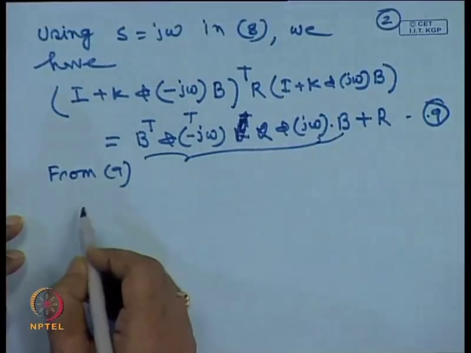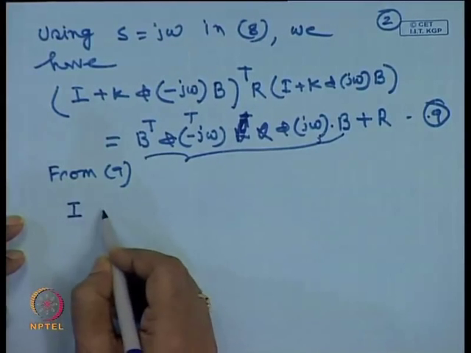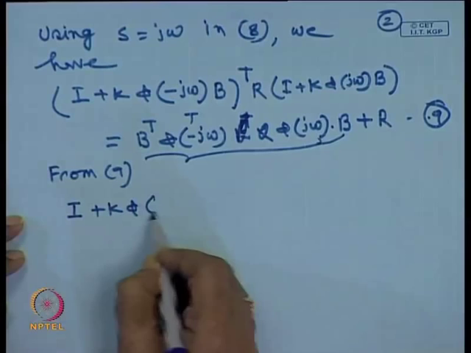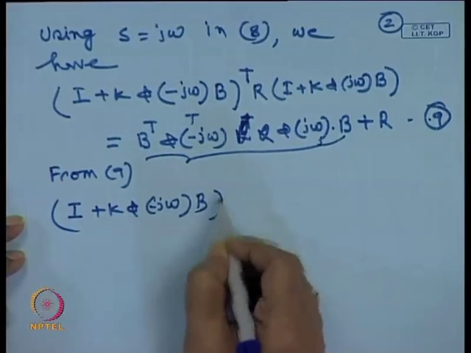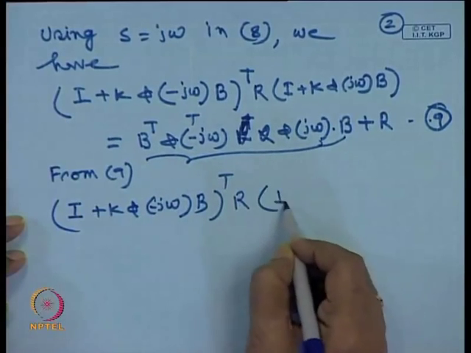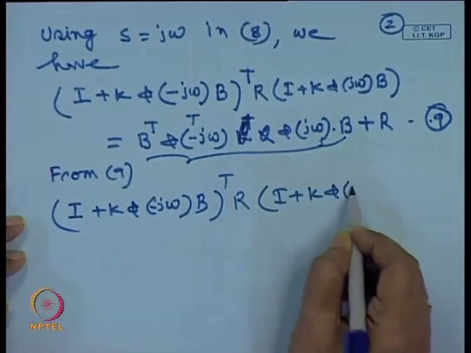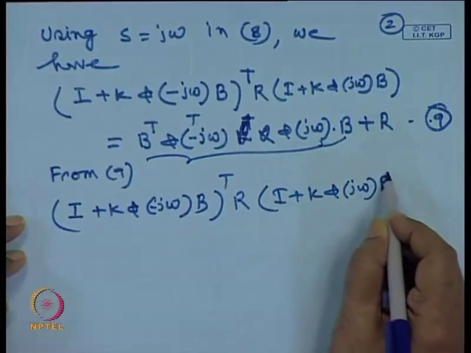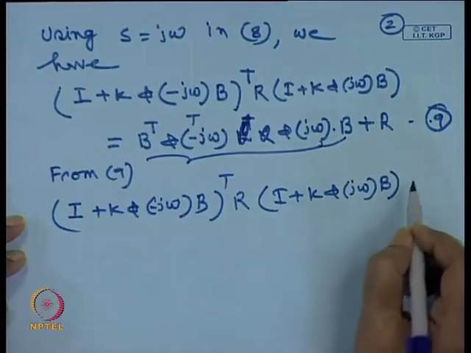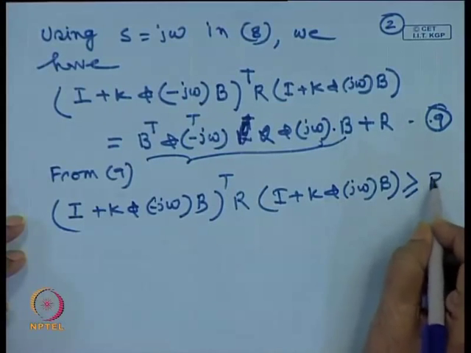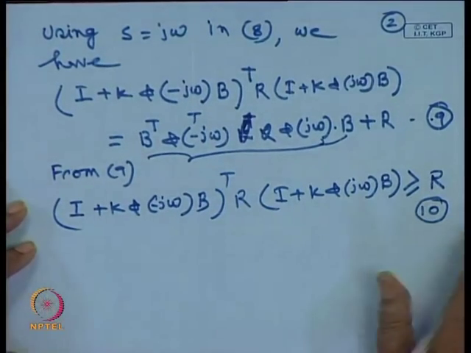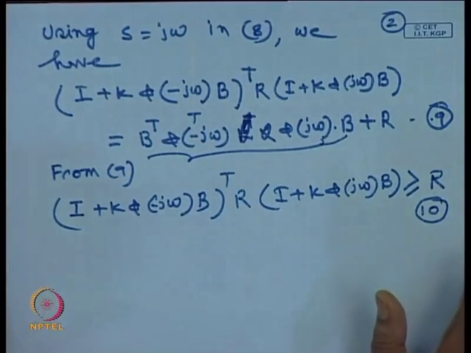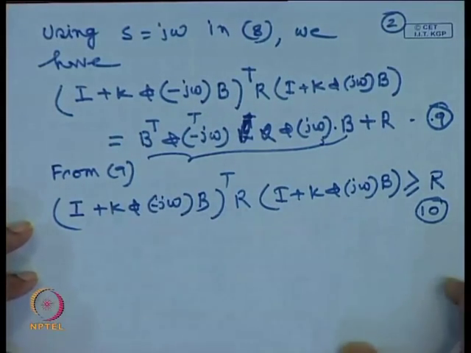So, from 9 we can write that I plus K phi(j omega) B, whole transpose, R, I plus K phi(j omega) B, this bracket is greater than or equal to R. So, let us call this equation number 10. And this expression is valid whether it is a multi-input system or a single-input system. This expression is valid for all cases.